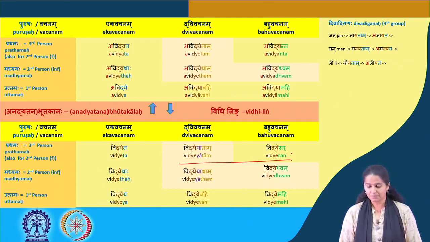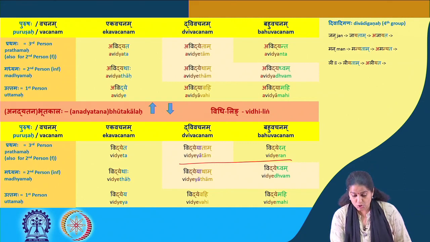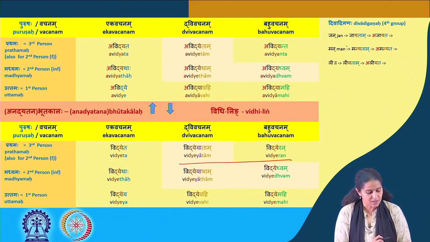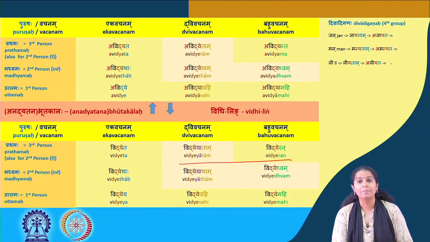So let's move on. What would happen to Jan in the Vidhiling? So Jan becomes Jayeta. Man, Manyeta. Uttamam. And what happens to Li?